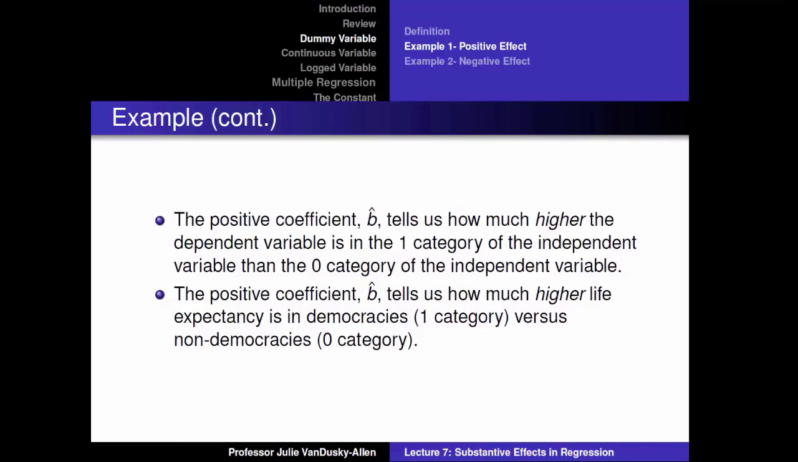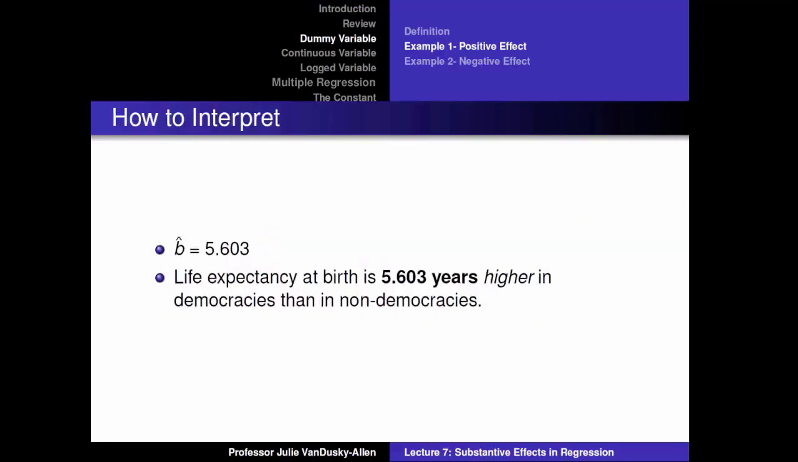In other words, the positive coefficient B hat tells you how much higher life expectancy is in democracies, the 1 category, versus non-democracies, the 0 category. Since the B hat was 5.603, you can conclude life expectancy at birth, the dependent variable, is 5.603 years higher in democracies than in non-democracies.